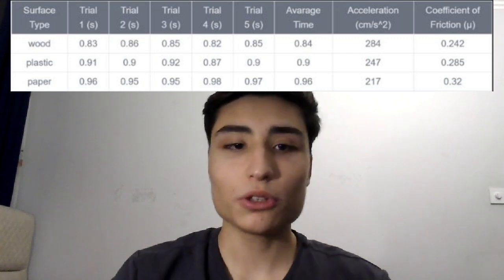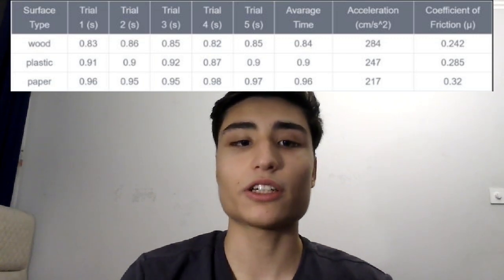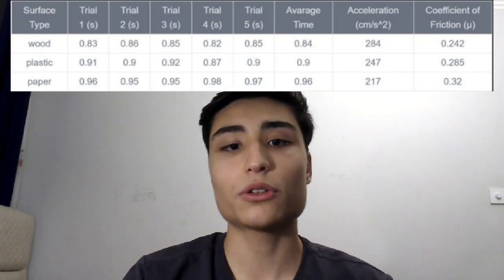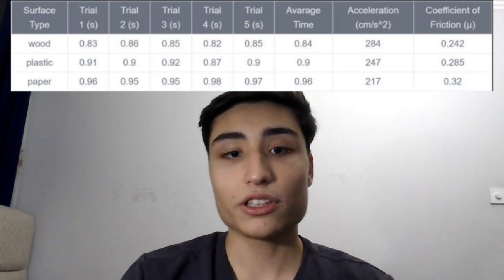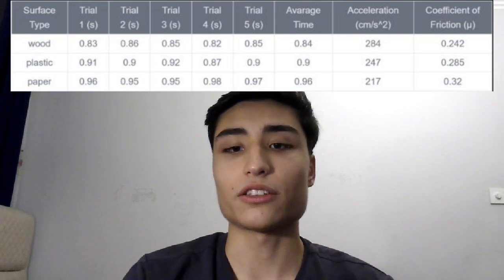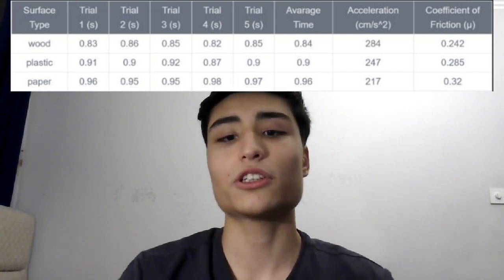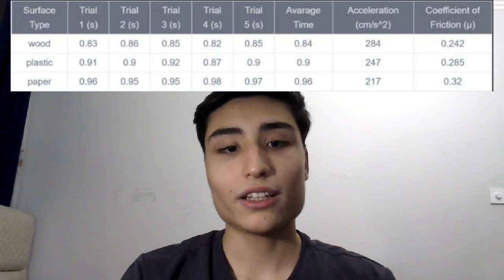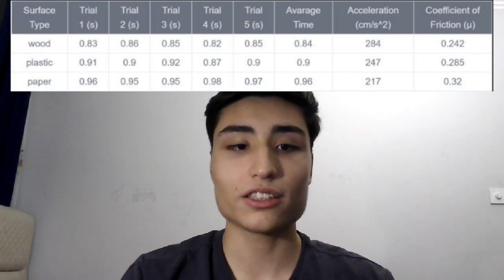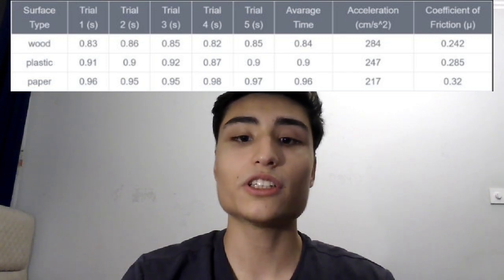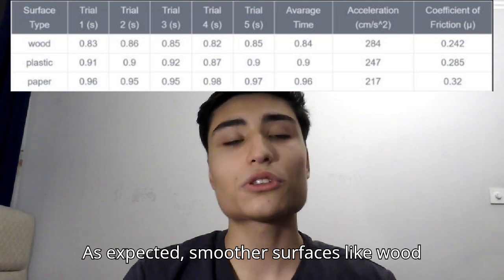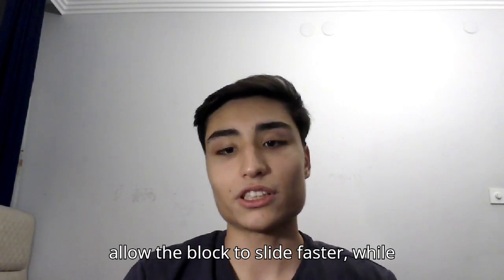Here are the results. For wood, the average time was 0.84 seconds, giving an acceleration of 284 centimeters per second squared and a coefficient of friction of 0.242. For plastic, the time increased slightly to 0.9 seconds, with an acceleration of 247 centimeters per second squared and a coefficient of 0.285. Paper had the highest friction, with an average time of 0.96 seconds, an acceleration of 217 centimeters per second squared, and a coefficient of 0.32. As expected, smoother surfaces like wood allowed the block to slide faster, while rougher surfaces like paper slowed it down.